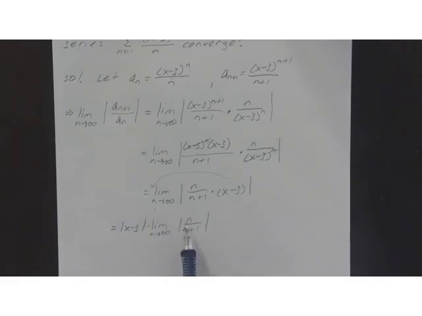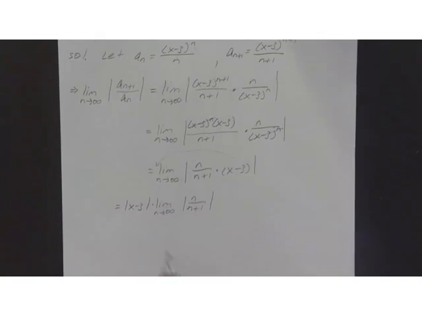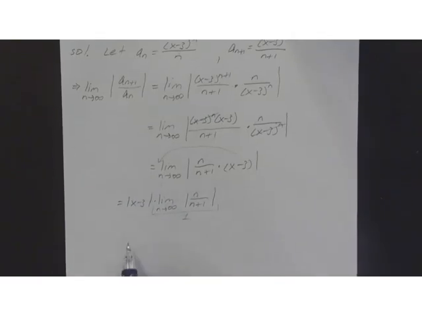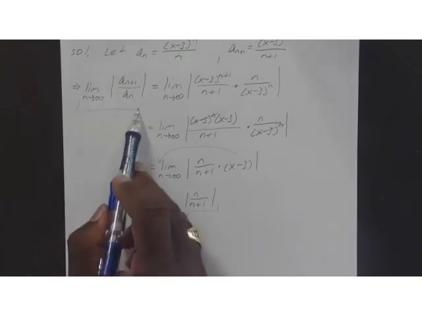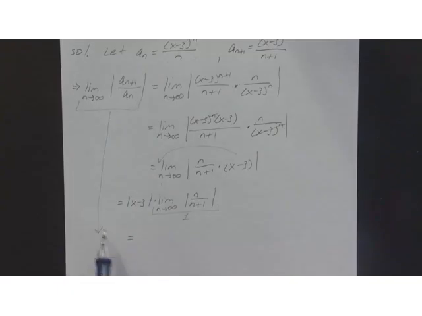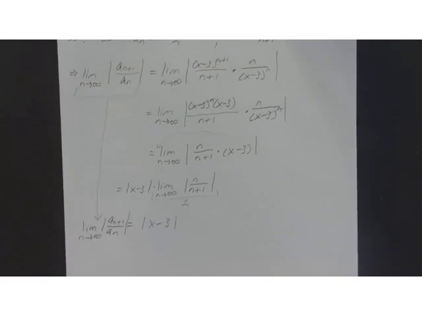Okay. So if we divide each term by n, we'll find out that we'll have the limit of 1, which is just 1. So this limit just equals 1. So we know that this is equal to, and I'll just bring this right on down. So we know the limit of the absolute value of a sub n plus 1 divided by a sub n as n approaches infinity is just equal to the absolute value of x minus 3 times 1, or x minus 3.